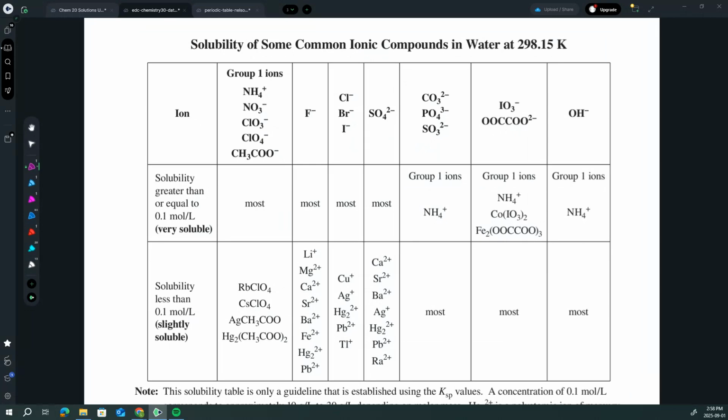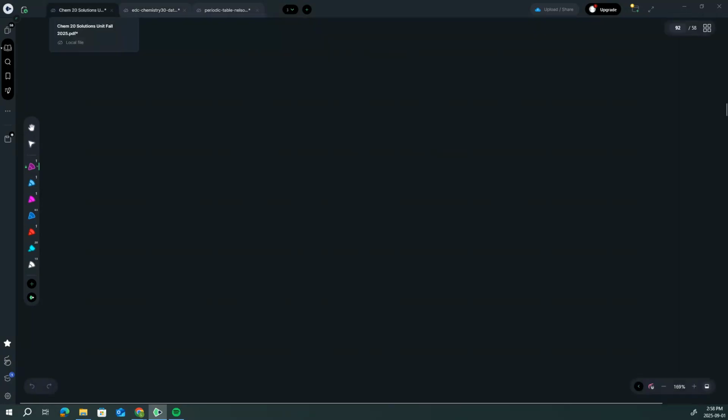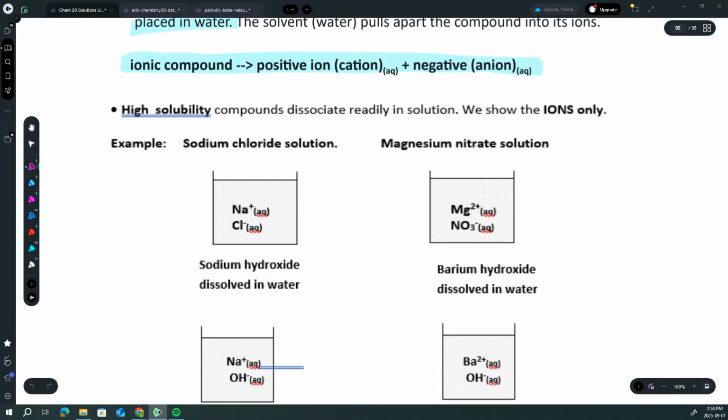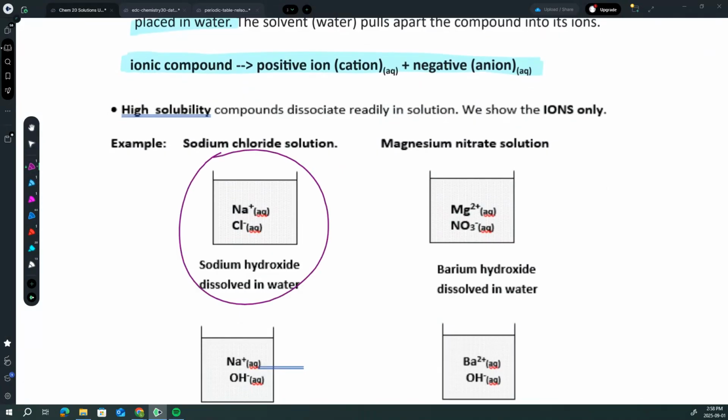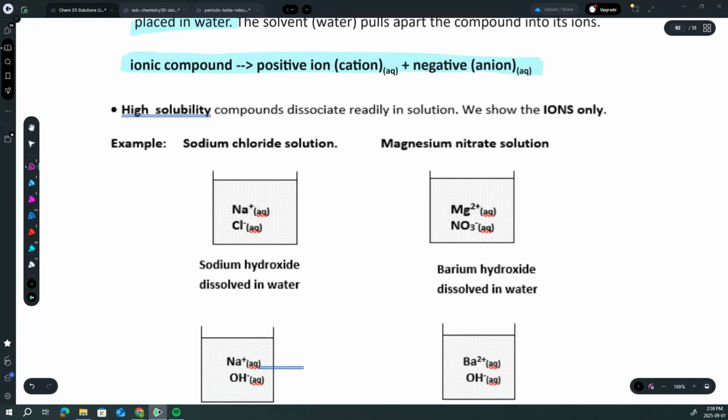there are some minor differences between the solubility table in the Chem 30 data booklet compared to the Nelson periodic table. Just for consistency, I'm going to say stick with the Chem 30 data booklet solubility table. Okay, so for some of the examples that it gave, looking back here, we have sodium chloride solution, okay?